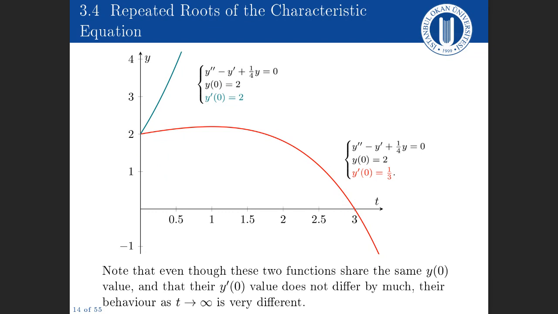Now note that these two functions have the same y of 0 value, and their y prime of 0 value is not that different. One of them has y prime of 0 equal to a third, and the other one has y prime of 0 equal to 2. And there's not a big difference between the number 1/3 and the number 2. But the behavior of these two solutions is very different. One of them goes up to plus infinity, and the other one goes down to minus infinity.